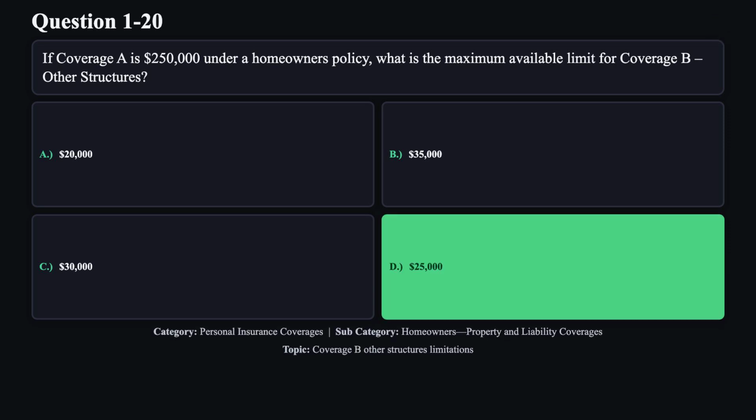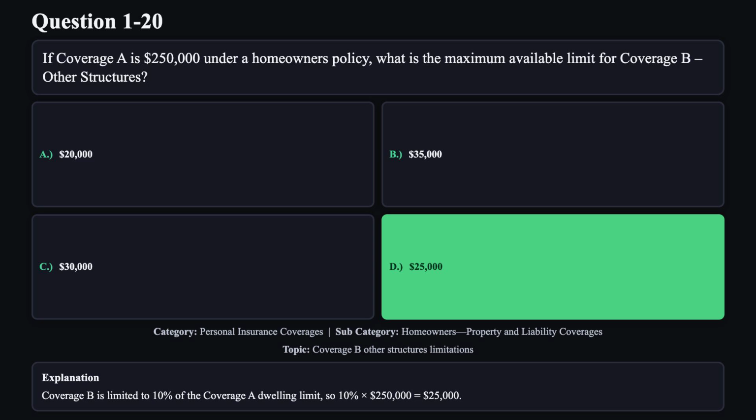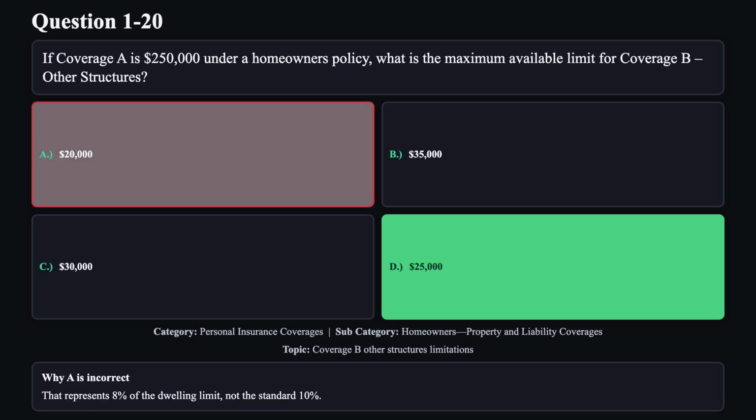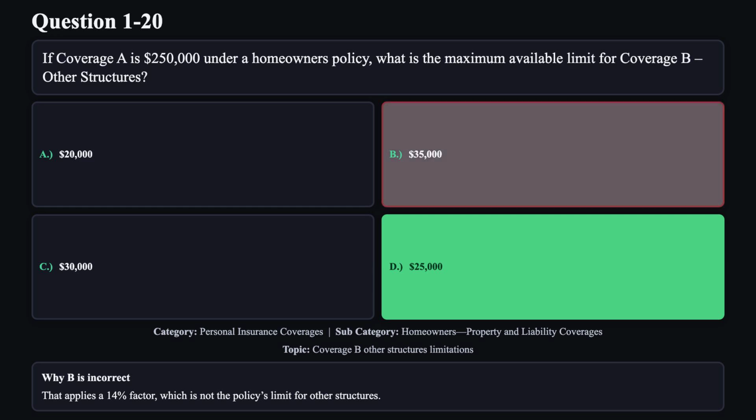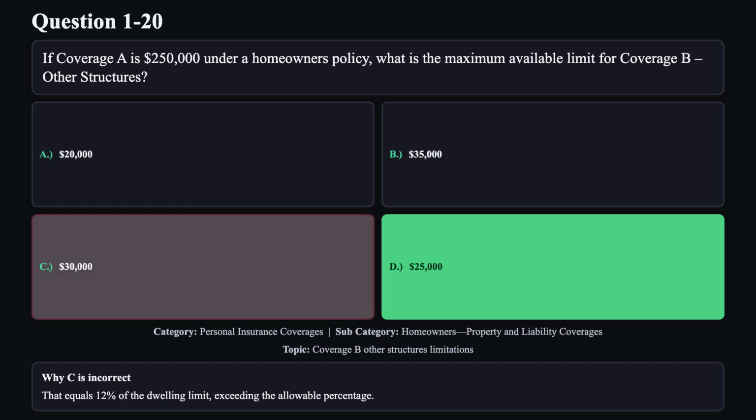The correct answer is D. Coverage B is limited to 10% of the coverage A dwelling limit, so 10% multiplied by $250,000 equals $25,000. Reason A is not correct. That represents 8% of the dwelling limit, not the standard 10%. Reason B is not correct. That applies a 14% factor, which is not the policy's limit for other structures. Reason C is not correct. That equals 12% of the dwelling limit, exceeding the allowable percentage.